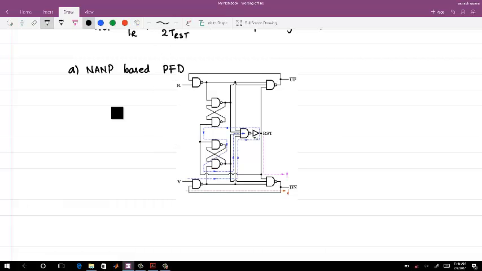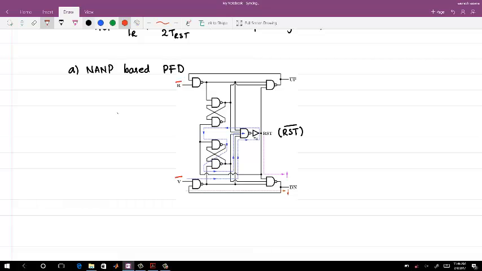So this one is a NAND gate based PFD. It is all made of NAND gates. And there are a few things that I will highlight here. The reset signal here is actually an active low reset, so you can say it's reset bar. And it is active on the falling edge of R and V.